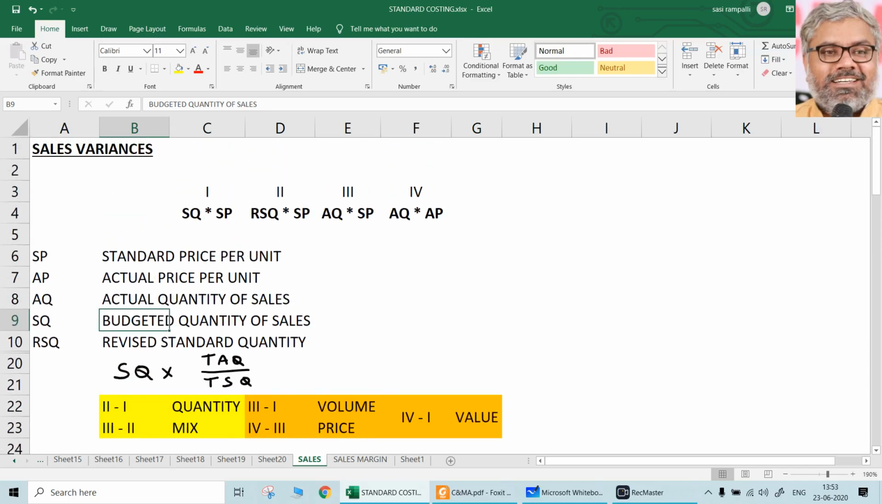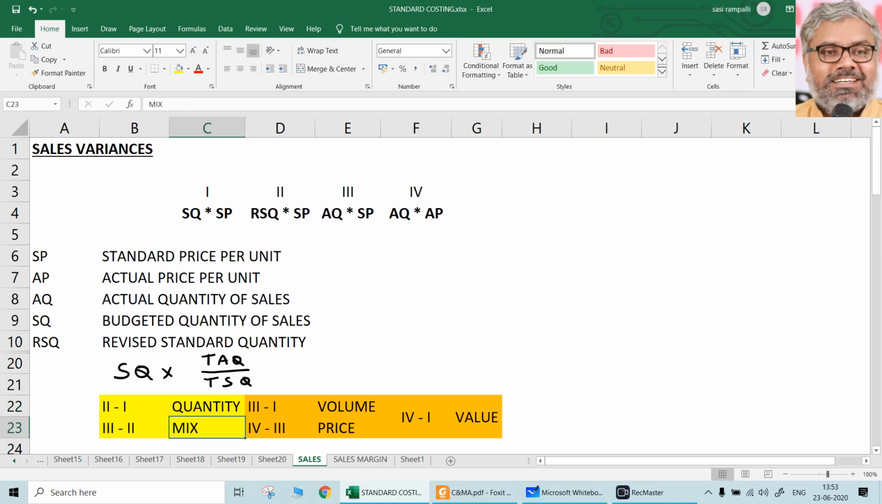And look at the variance names here carefully. 2 minus 1 is quantity variance, not 1 minus 2; it is reversed. If it is positive, it is favorable. If it is negative, it is adverse. That is why we are doing 2 minus 1. "No, sir, I will do 1 minus 2." Then at least change the side. If you do 1 minus 2, then negative will be favorable, positive will be adverse. Why get all this confusion? Just change the direction, that is easier. So instead of 1 minus 2, do 2 minus 1. That gives us quantity variance.